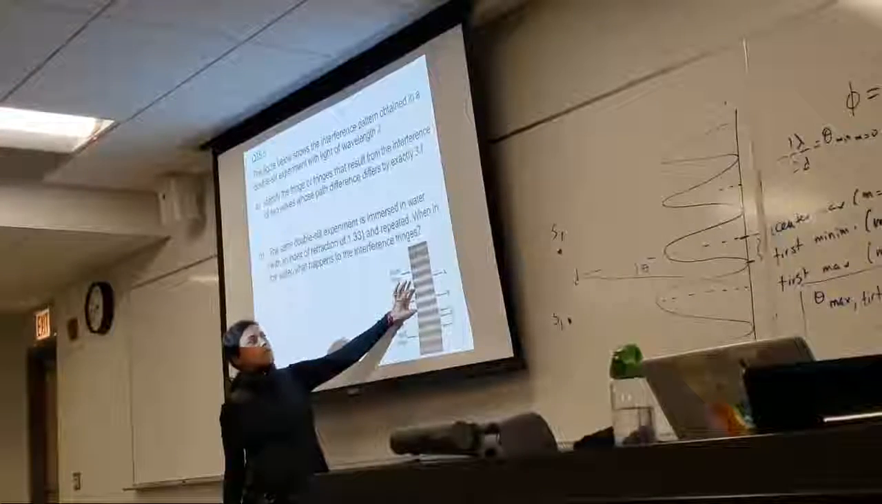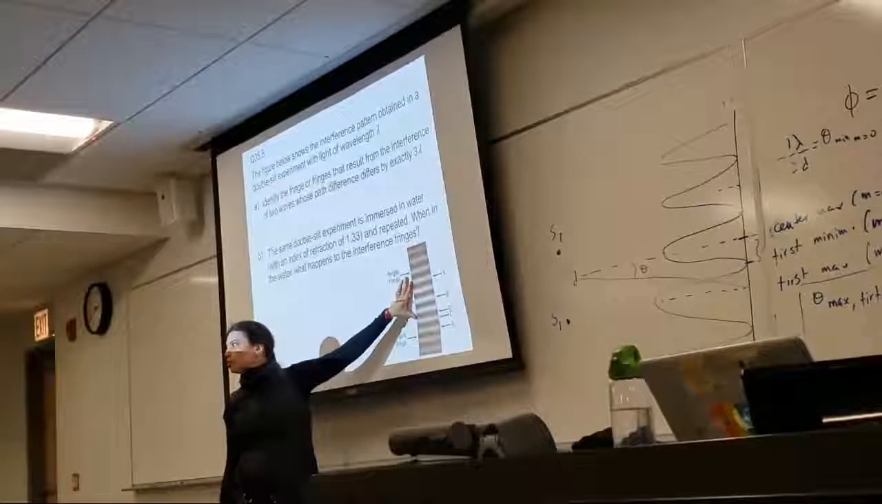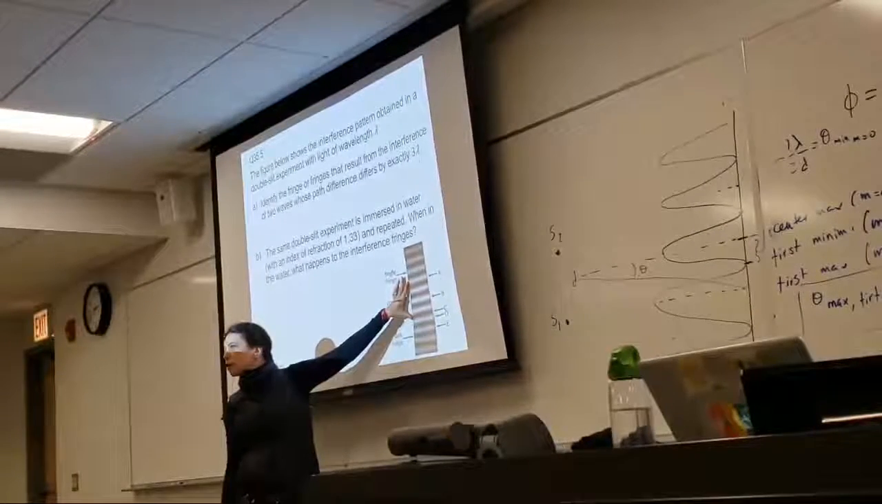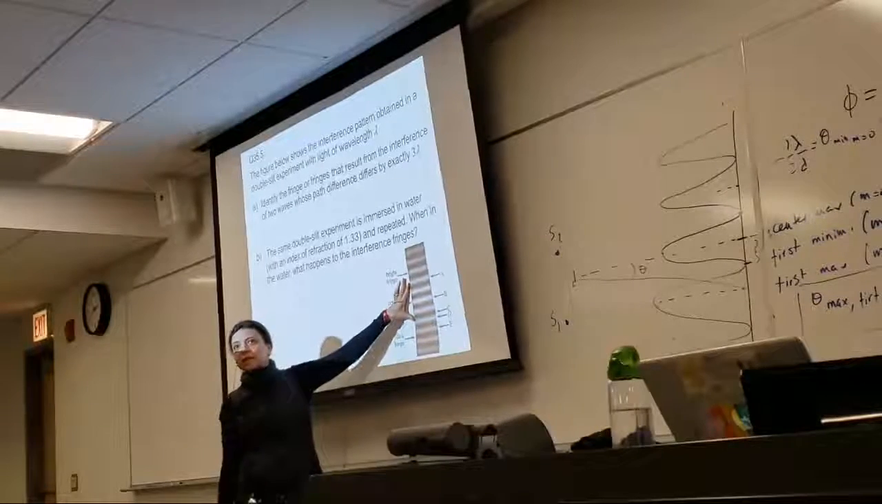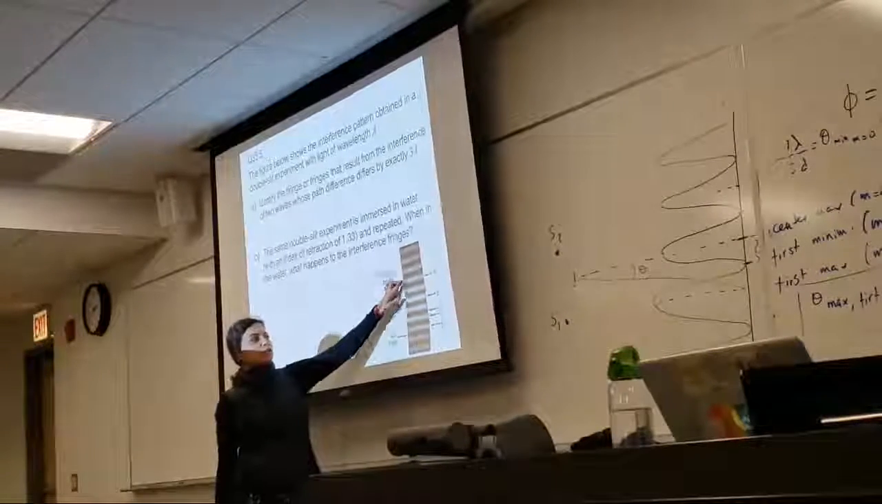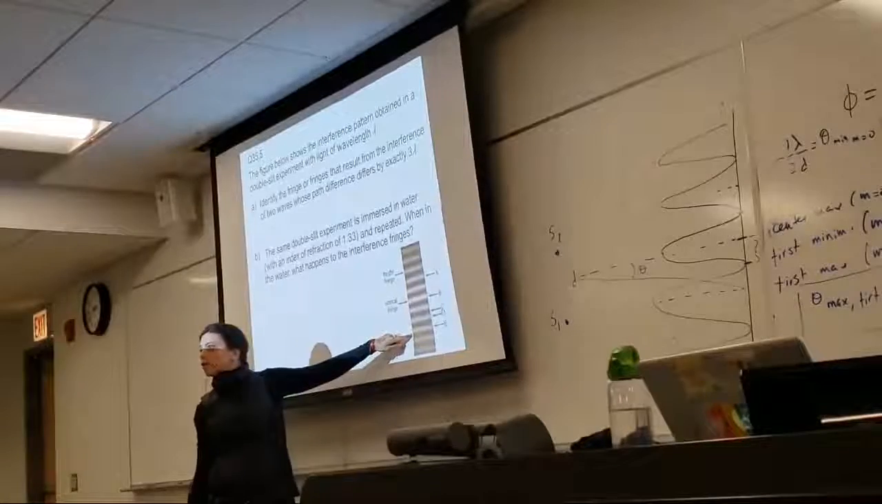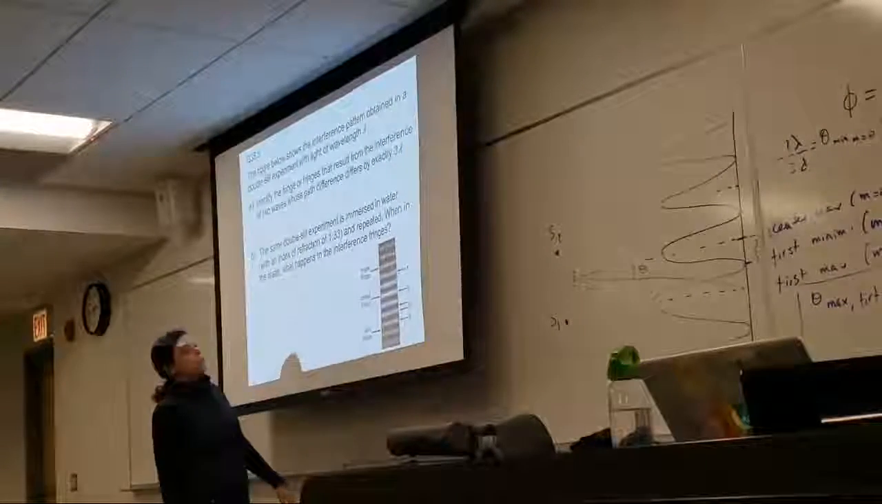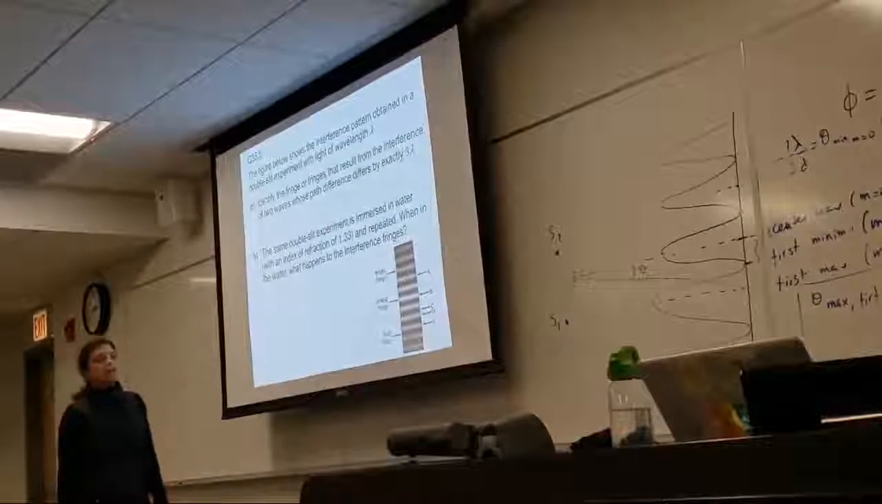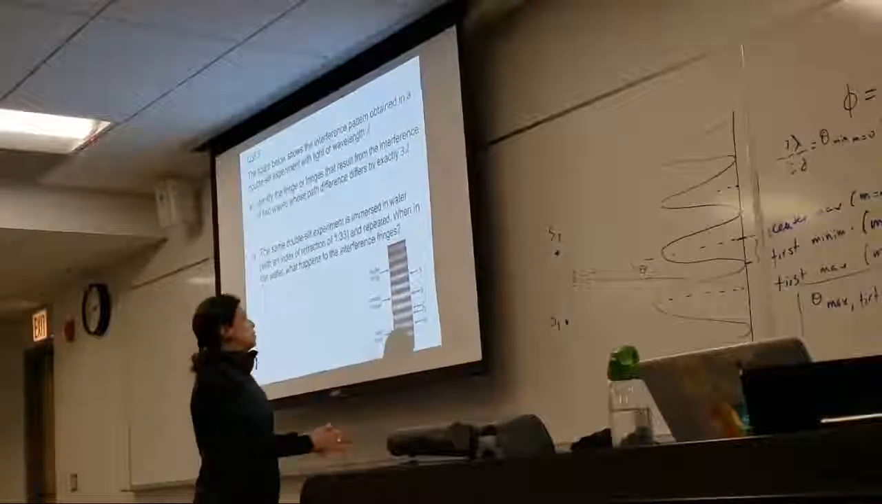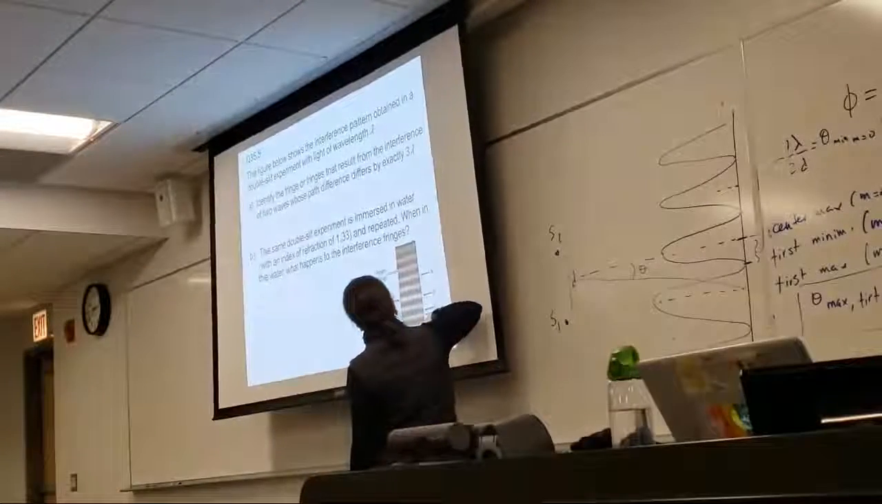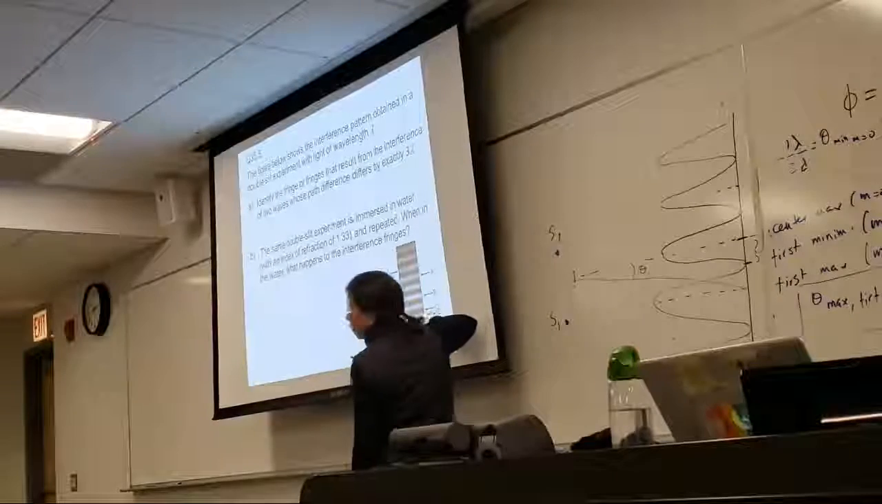So the next bright fringe would correspond to 2 lambda. And finally, the third one would be 3 lambda. So what's the answer? E. Exactly, because it's 1, 2, 3.